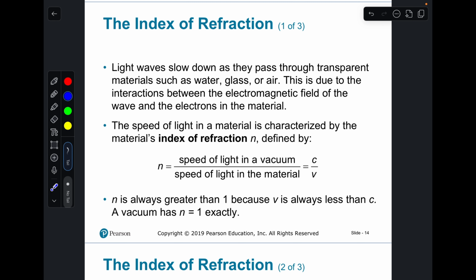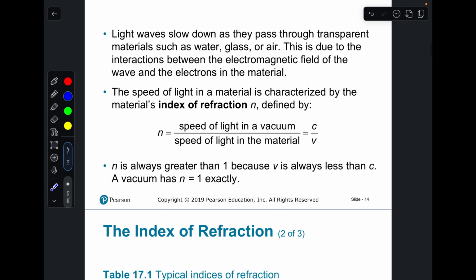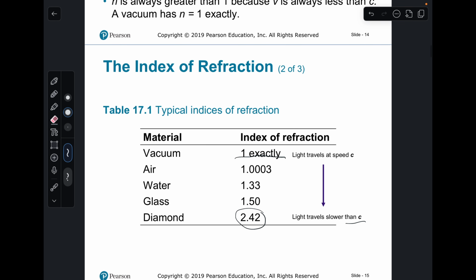Therefore, the index of refraction in vacuum is going to be 1. And the index of refraction of any other material will be some number greater than 1. Here's an example. As we go from air to water to glass to diamond, you can see the index of refraction increasing. And what that means is that light is going to travel slower in these materials, slower and slower.